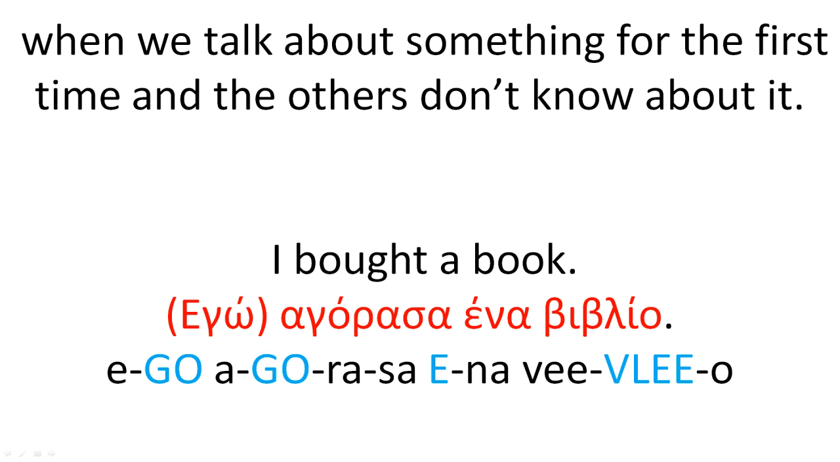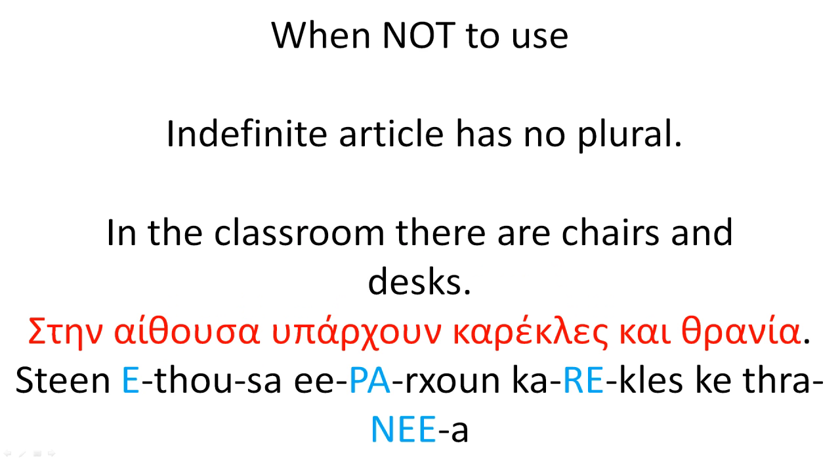So the indefinite article doesn't have any plural. Example, in the classroom there are chairs and desks. Στην αίθουσα υπάρχουν καρέκλες και θρανία. You can't say there are a chairs and a desks. There is no plural.